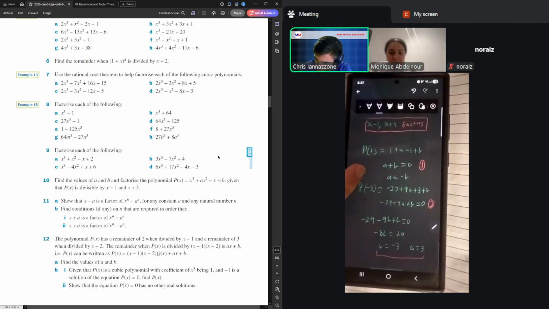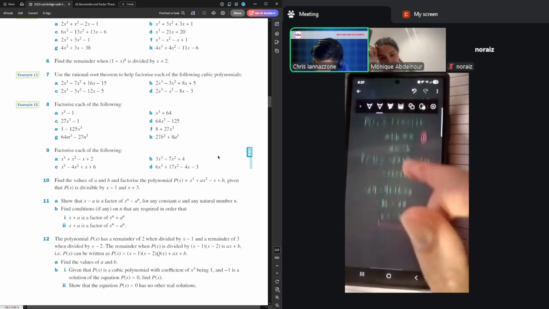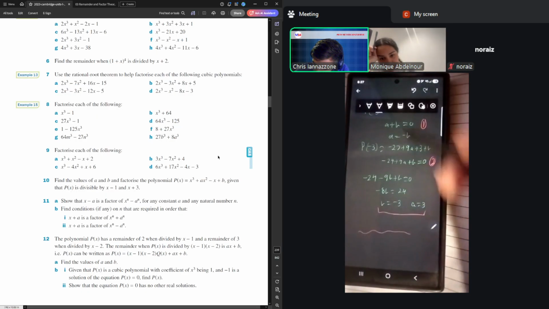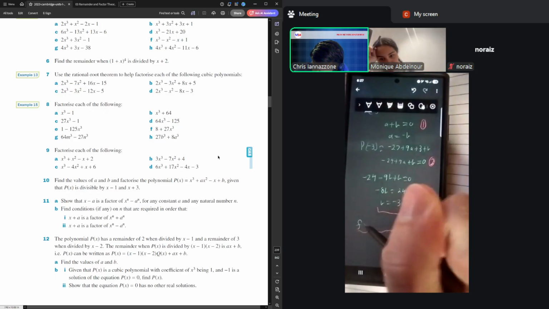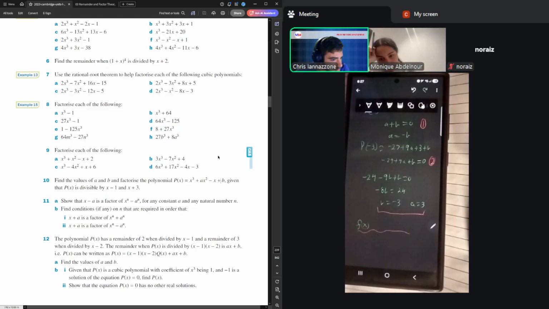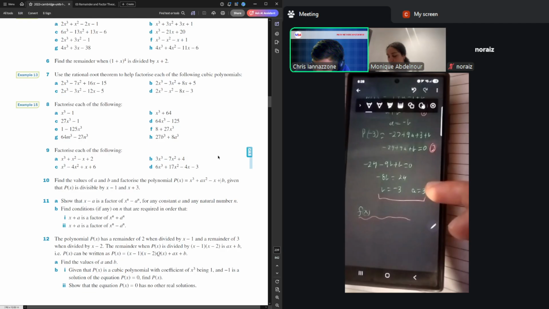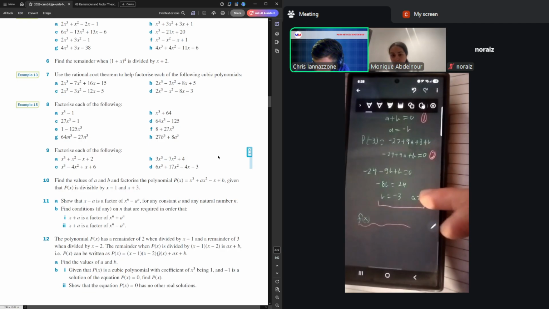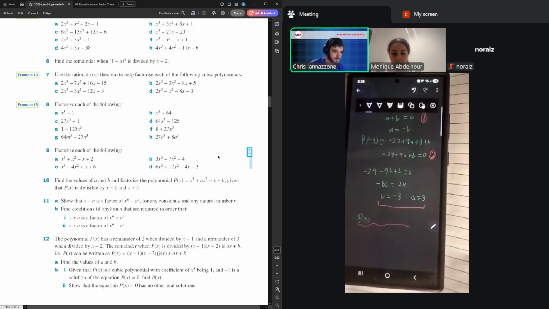Well, now we can write the new equation with what we got for a and b. Yes, you'd have your new cubic f of x with the new a and b values, which is good. What do we now do once we have that new f of x? Well, I guess p of x in this case.